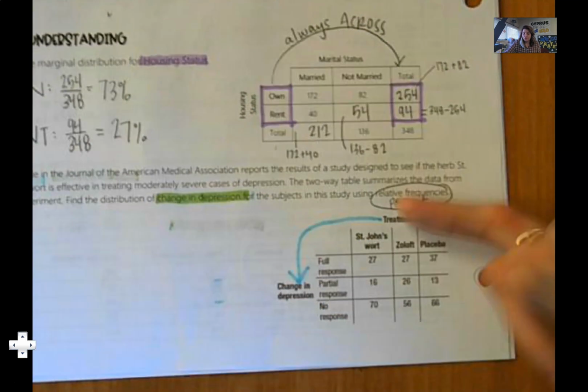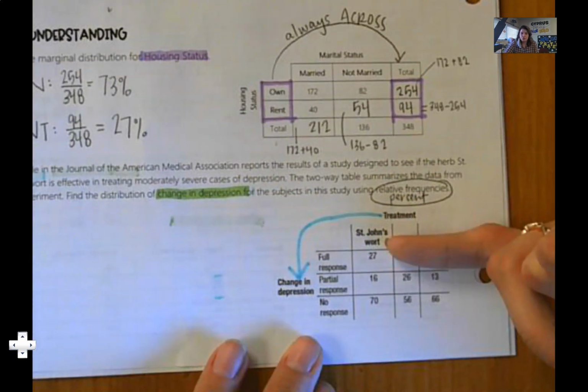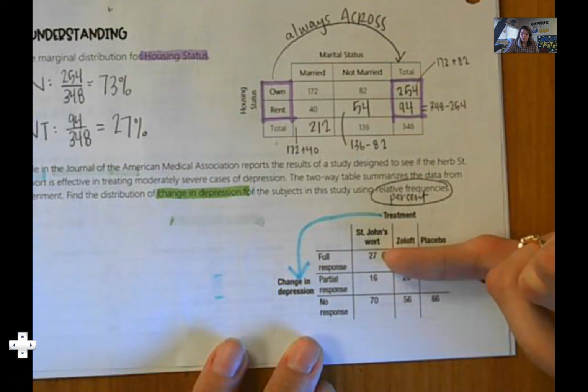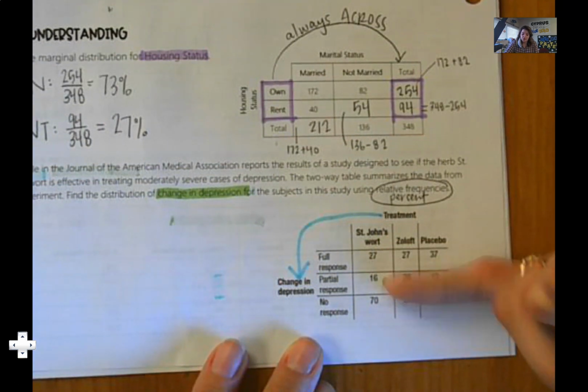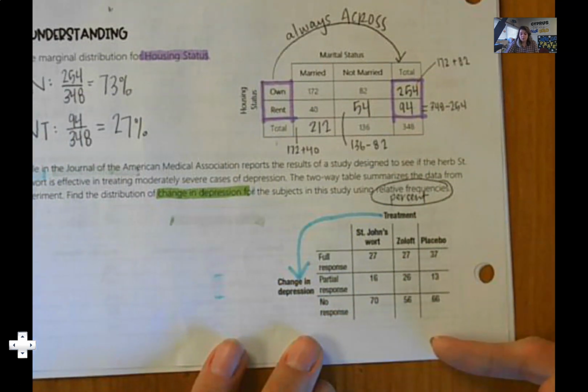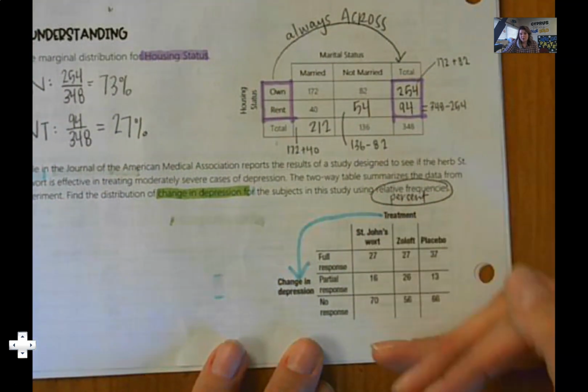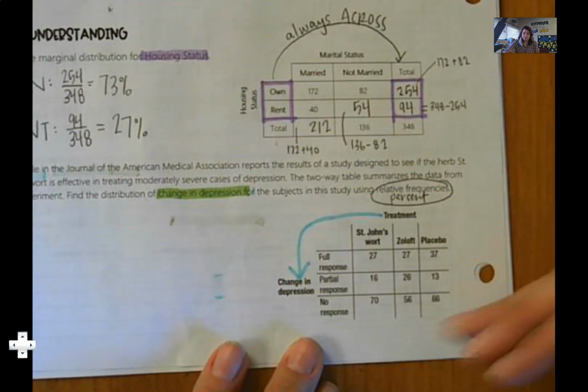So then we go through for each treatment, and it tells us of all the people that took St. John's wort, 27 showed full response, 16 showed partial, 70 showed none. Same for the Zoloft and same for the placebo. So it's breaking down the three treatments and what kind of response they saw to the treatment.